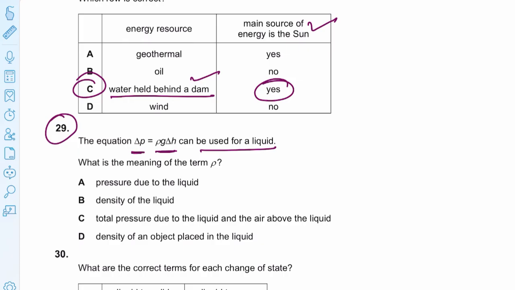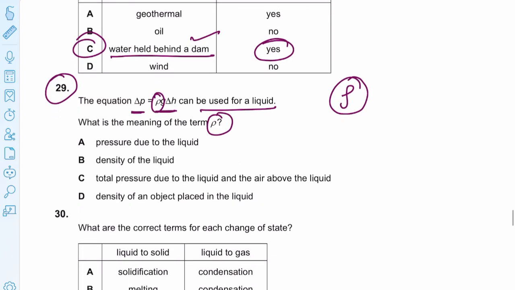Now the question is, given that, what is the value of this rho? This is called rho, right? And rho is called density. So option B, density of the liquid.